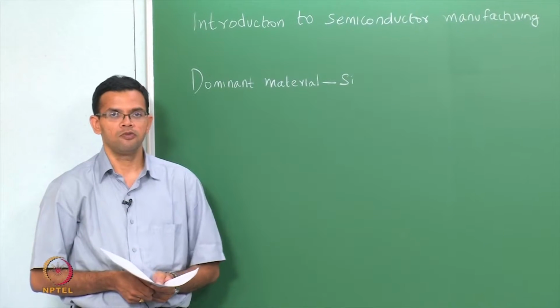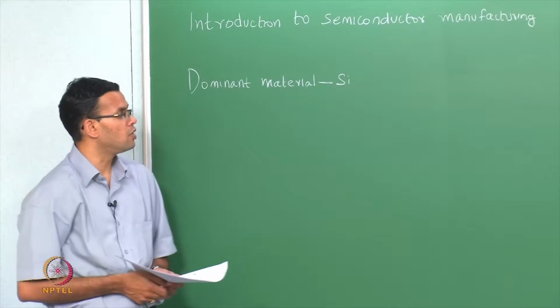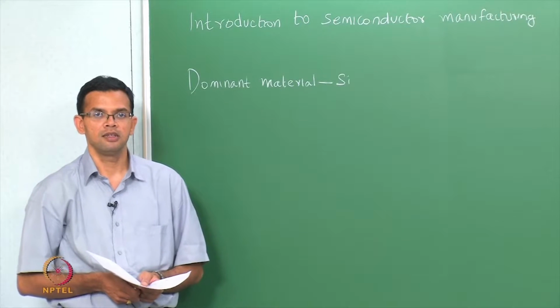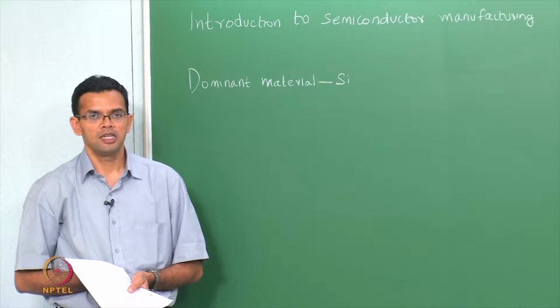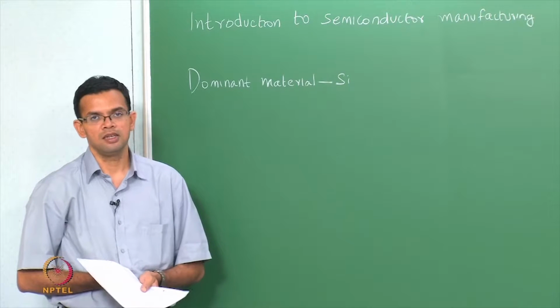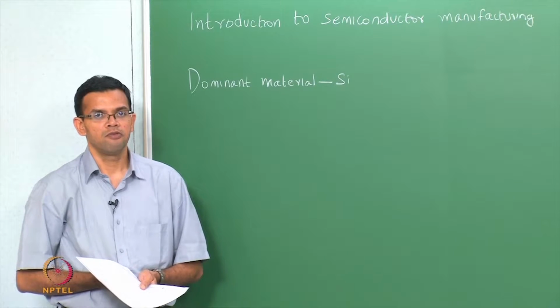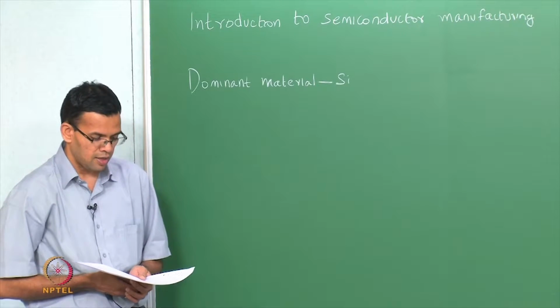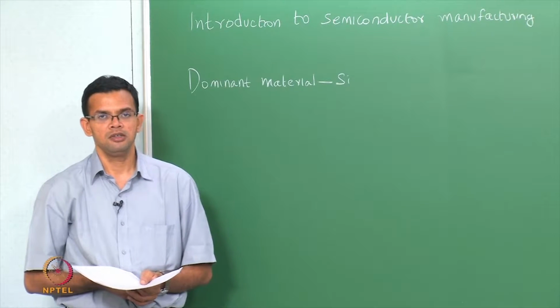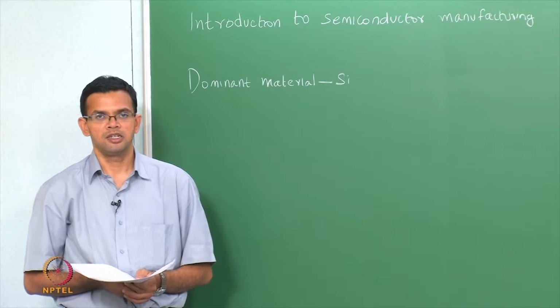Most of what we do will focus on silicon. I will also talk briefly about other materials, especially gallium arsenide, but the dominant material being silicon, that will be the focus when we talk about semiconductor manufacturing. Let us look briefly at the history of device manufacturing.